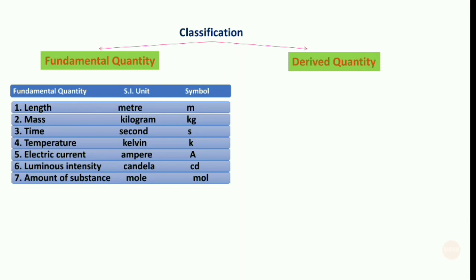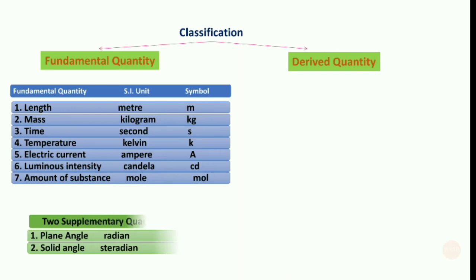The next fundamental quantity, electric current, unit is ampere, symbol capital A. Luminous intensity, SI unit candela, symbol cd in small letters. Next fundamental quantity, amount of substance, unit is mole, symbol mol in small letters. So that's about the fundamental quantities. Now there are two supplementary quantities. One is plane angle measured in radian and the other is solid angle measured in steradian.